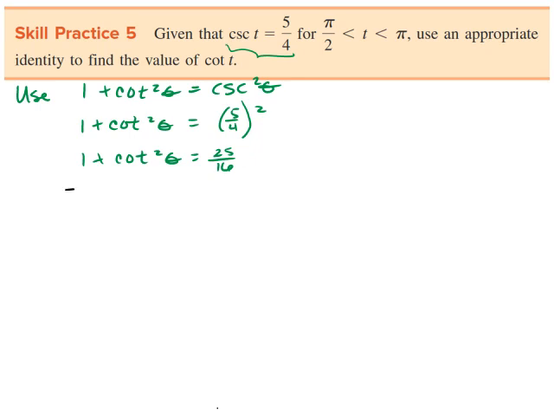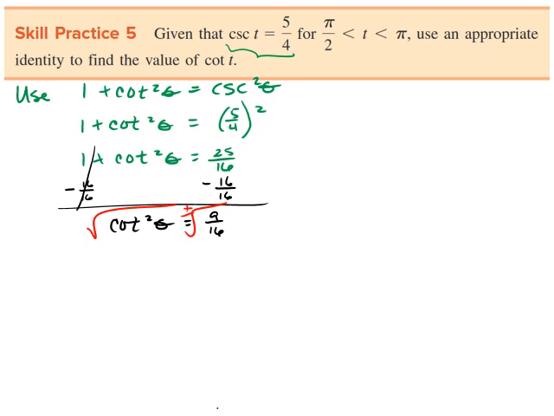I want to try to get cotangent by itself, and I'm going to do that by subtracting 1. When I subtract 1, I want to pay attention that my denominator is 16. So instead of writing minus 1, I'm going to say minus 16/16. So when I subtract that, I get 9/16. I will take the square root of both sides. Don't forget the plus or minus. So cotangent of theta is, remember I can take the square root of the top and the bottom because this is division, plus or minus 3/4.